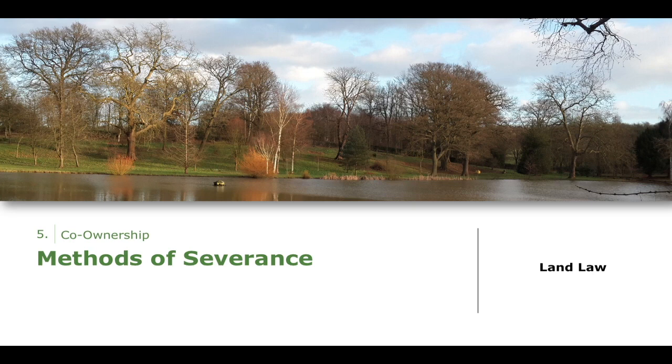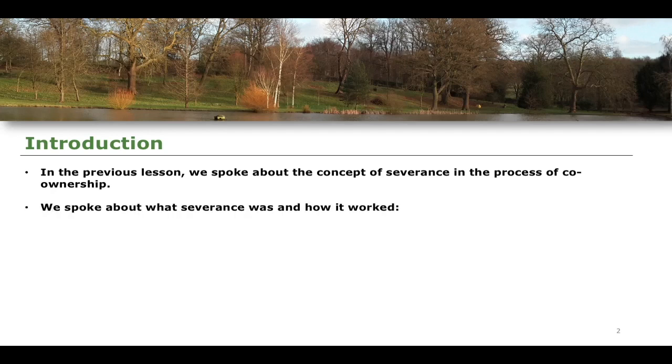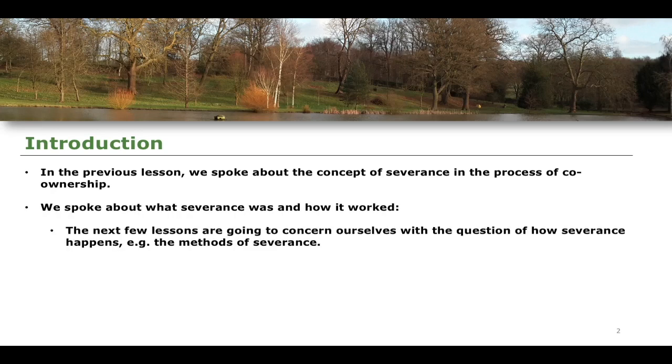This lesson is going to recap what we mean when we talk about severance, and we will then also outline the process of identifying the different methods by which severance takes place. This really comes from the case of Williams and Hensman, which we'll talk about in this lesson as well. Like I mentioned, the previous lesson spoke about the concept of severance in relation to co-ownership. We talked about what severance was and how it works. In this lesson, and over the next few lessons, we're going to spend some time talking about how severance happens, the different methods by which severance takes place.